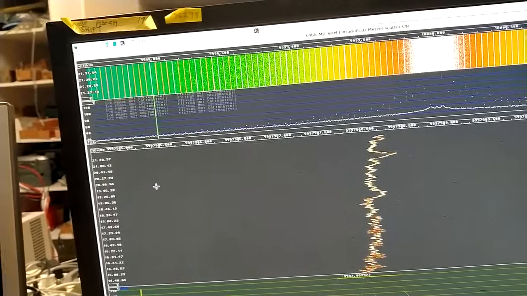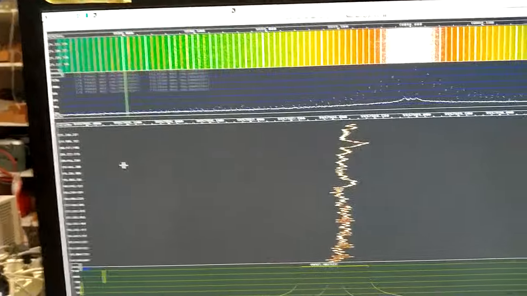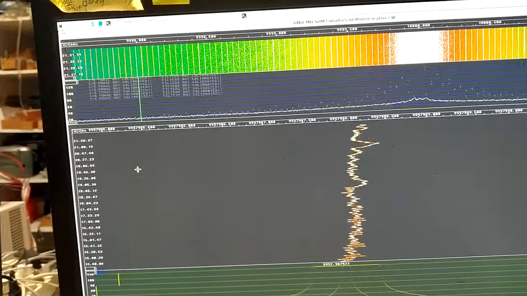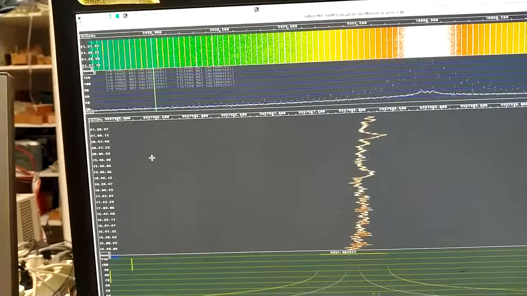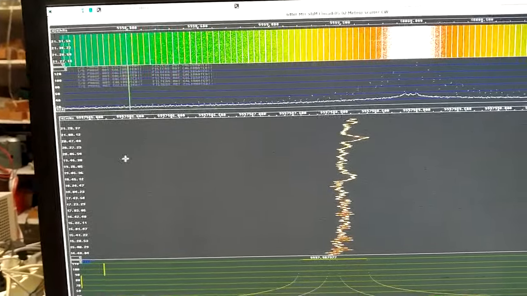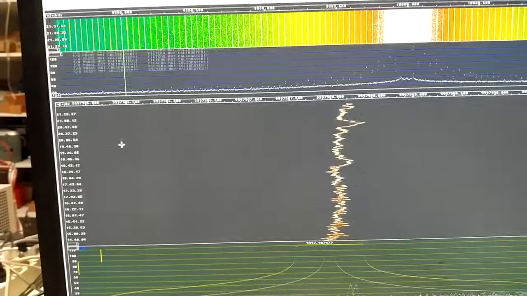0.006 Hz. 6 millihertz. And this is at 10 megahertz, so it is 6 times 10 to the power of minus 10, or 0.6 parts per billion. So it is unstable, but not so dramatic as it looks on the screen.